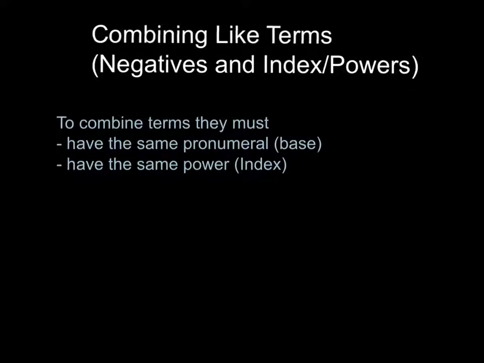As we've already learned, to combine like terms, there are two things. They must have the same pronumeral, so the same base. So that's, for example, we could say x. And they've got to have the same power or index as well. So you can combine x and x because there's no power in this one, same pronumeral, that's 2x.